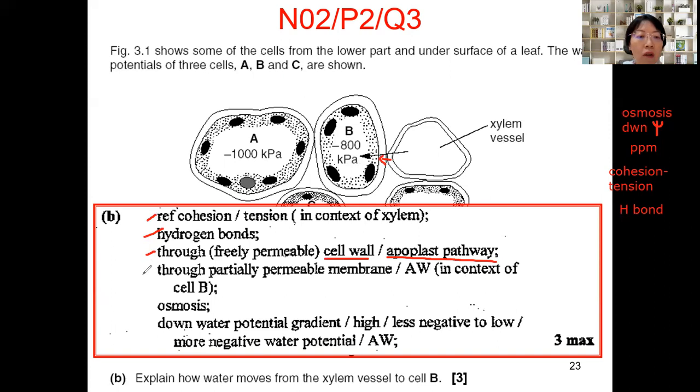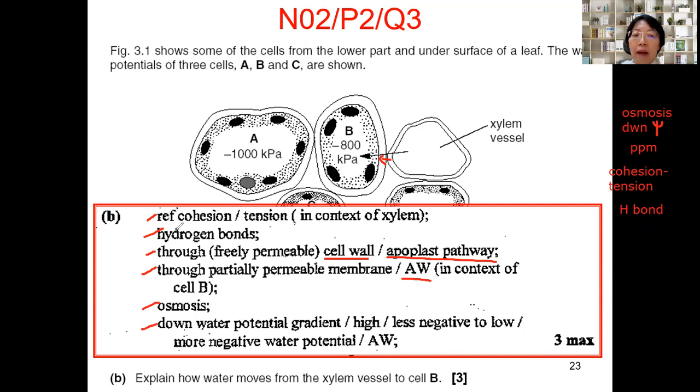And after the cell wall, the water will pass through the partially permeable membrane. So it looks like they want the student to write the term partially permeable membrane rather than cell surface membrane. Of course, if they put an AW here, it means if you write cell surface membrane, I can give you the mark, okay? AW means any other word with the same meaning. But since they use partially permeable membrane, I think this is a more accurate word to use, okay? So by osmosis, down water potential gradient.